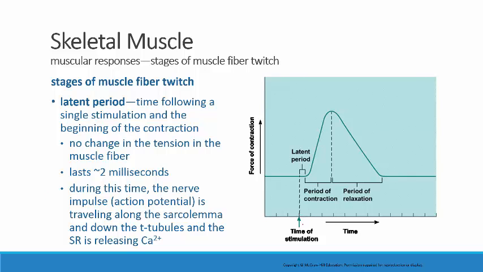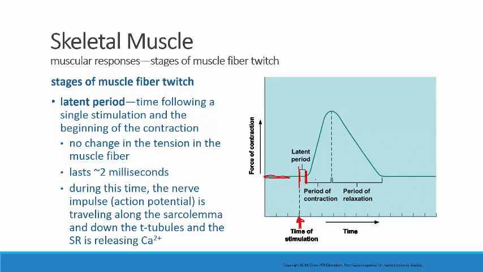When the stimulus is applied, here at this time, that means we bring the motor end plate to threshold. There's a period of time called the latent period. If something is latent, it's waiting. It's there, it's ready, but it's not involved in any activity yet. There's a very brief, about 2 millisecond period called the latent period, when there is no change in the tension in the muscle fiber. So notice that the line is flat through the latent period.